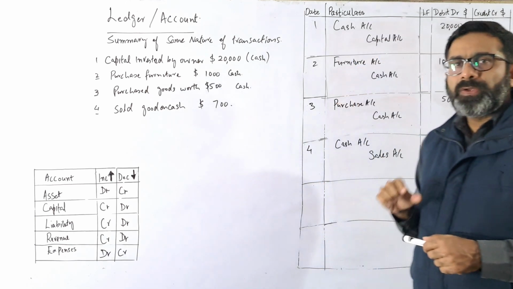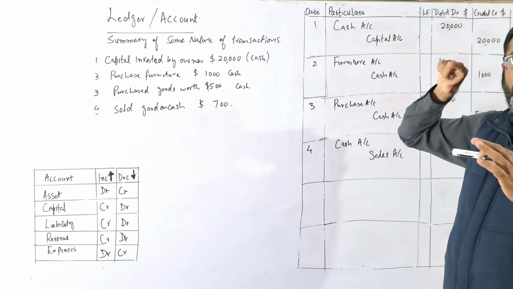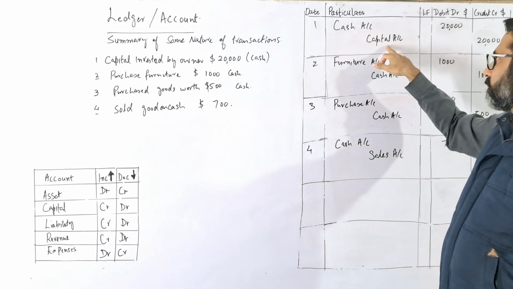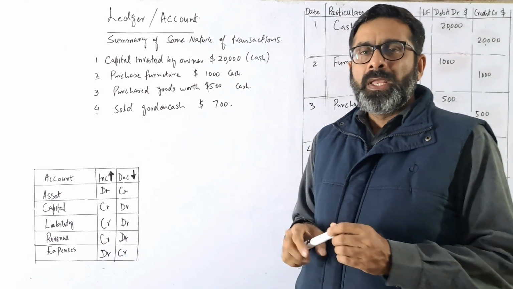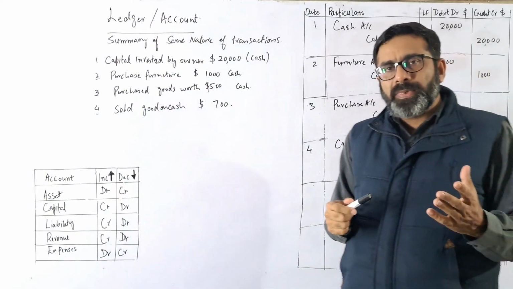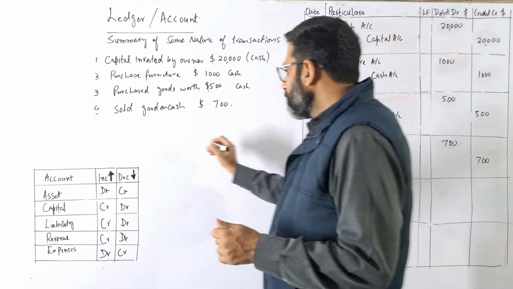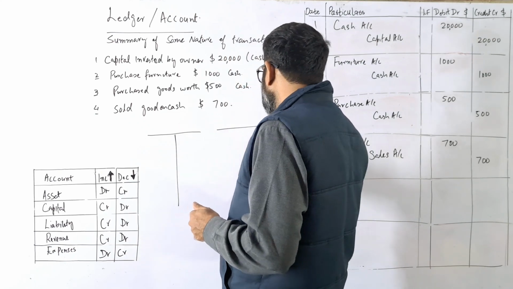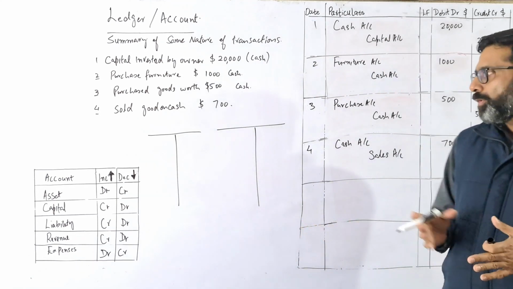So first of all, we have to analyze how many new accounts are affected. The first account affected is the cash account, and the second is the capital account. So we have to prepare, or manage, 2 accounts. A very basic, or simple, way of preparing or maintaining an account is to just write a T. This T is a very simple way to manage the account.